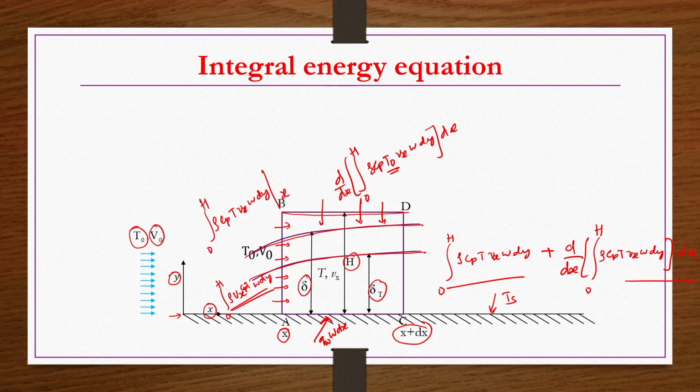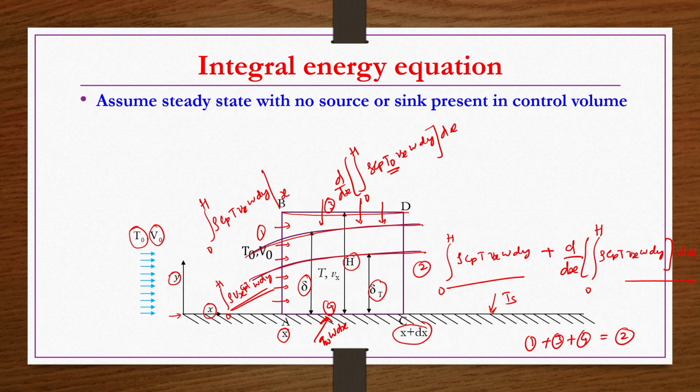So, whatever is entering, let us say this is entering is 1, leaving is 2, and then entering from BD is 3, and then entering through the wall by conduction is 4. So, quantities 1 plus 3 plus 4 should be equal to quantity 2. So, these quantities we substitute here and then simplify, then we get the integral energy equation. Okay. So, assume steady state with no source or sink present in the control volume.